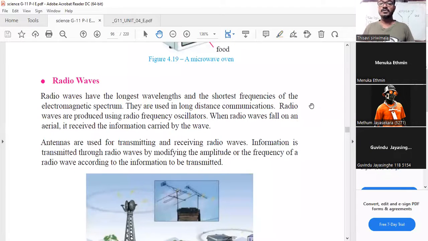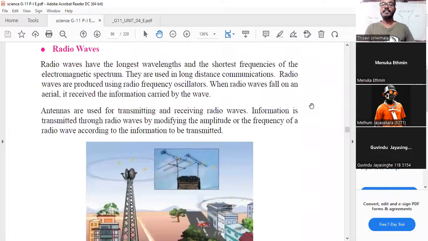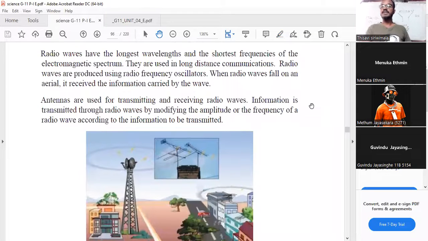Antennas are used for transmitting and receiving radio waves. Information is transmitted through radio waves by modifying the amplitude or the frequency of a radio wave according to the information to be transmitted. Earlier, the first technology was amplitude modulation. We call it AM transmission.